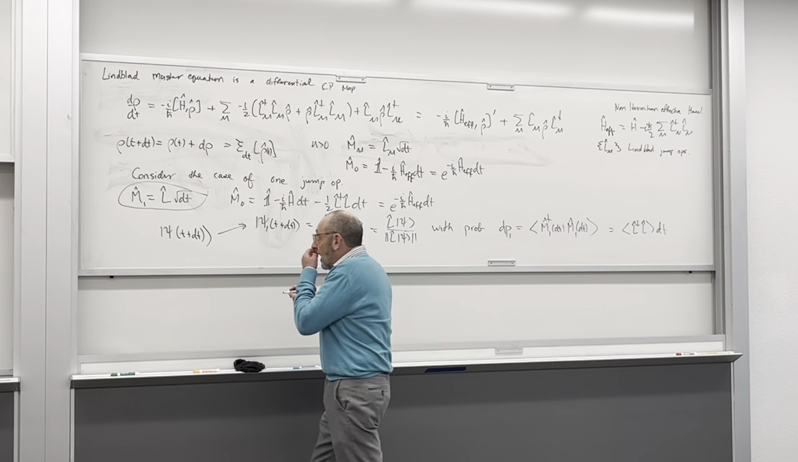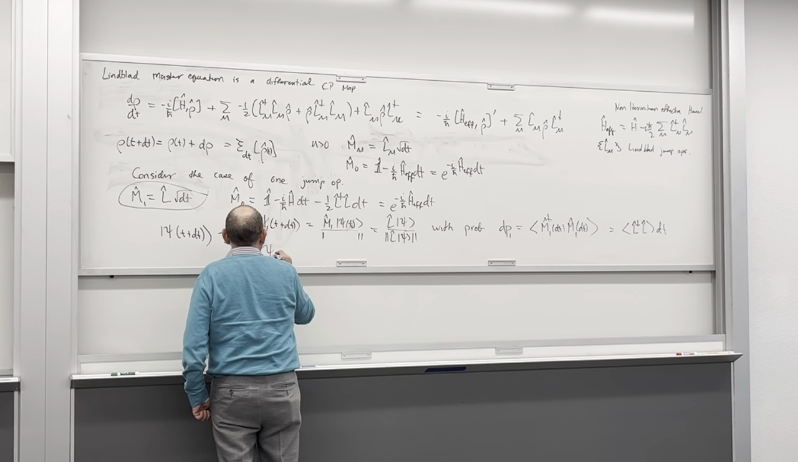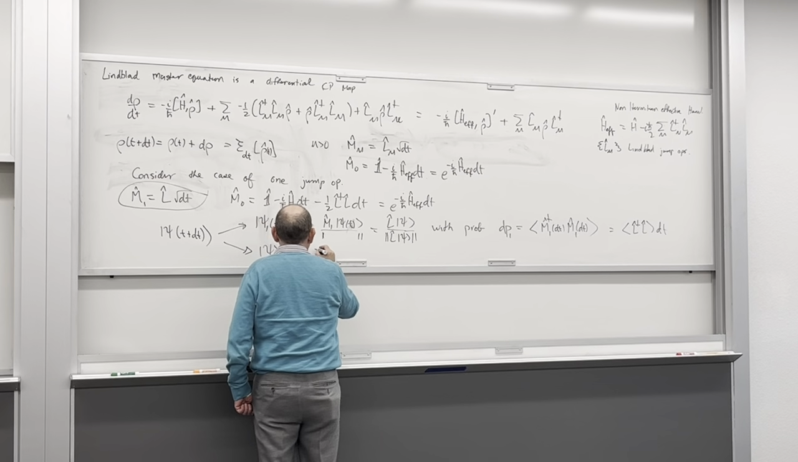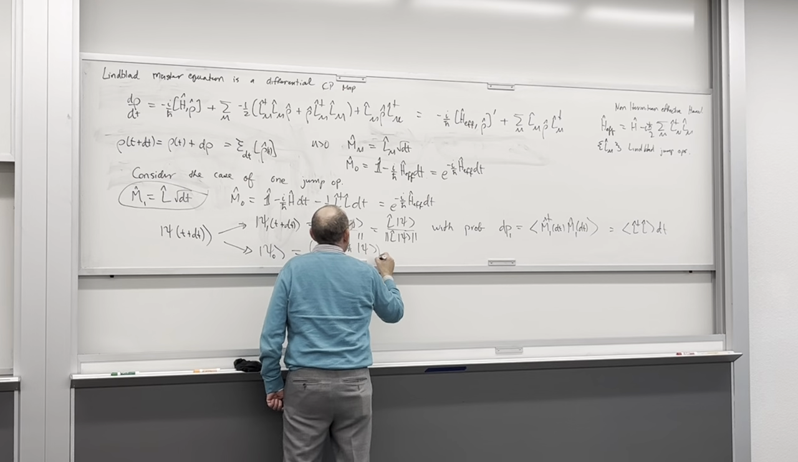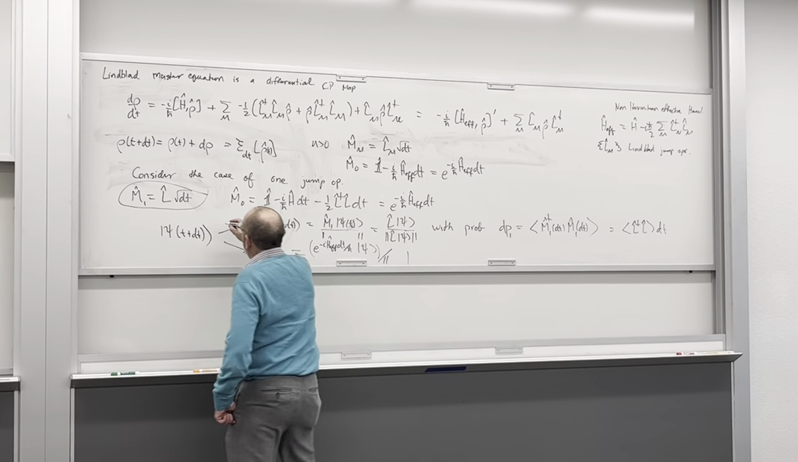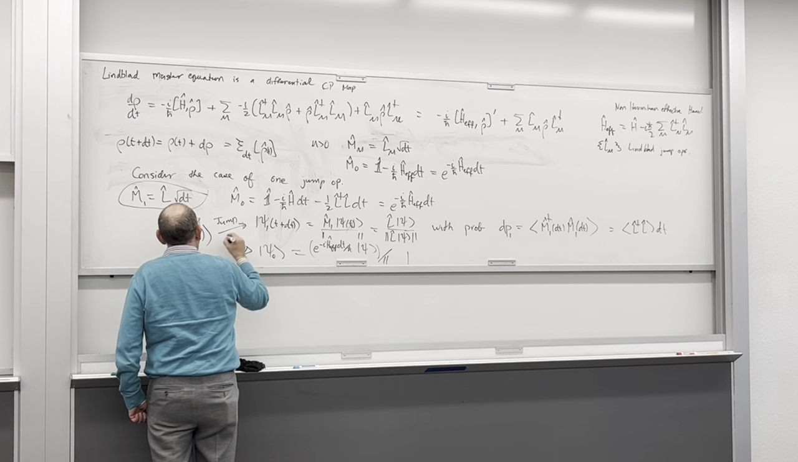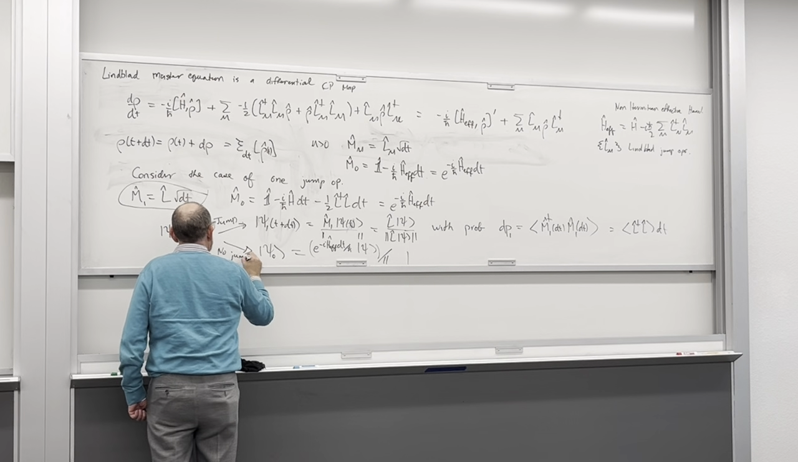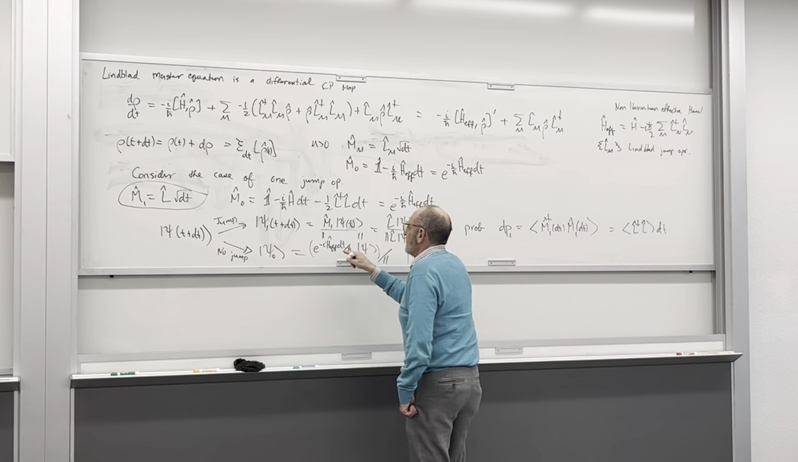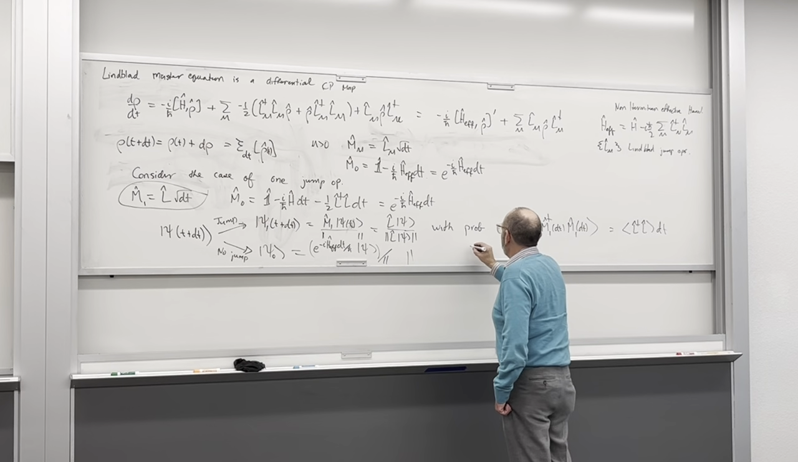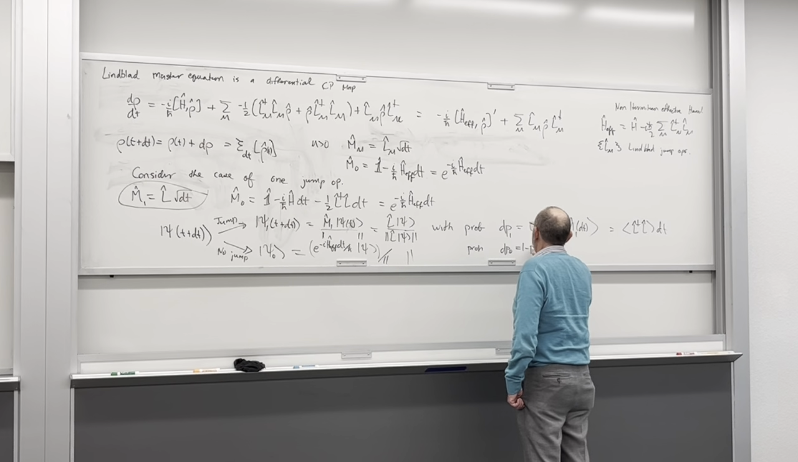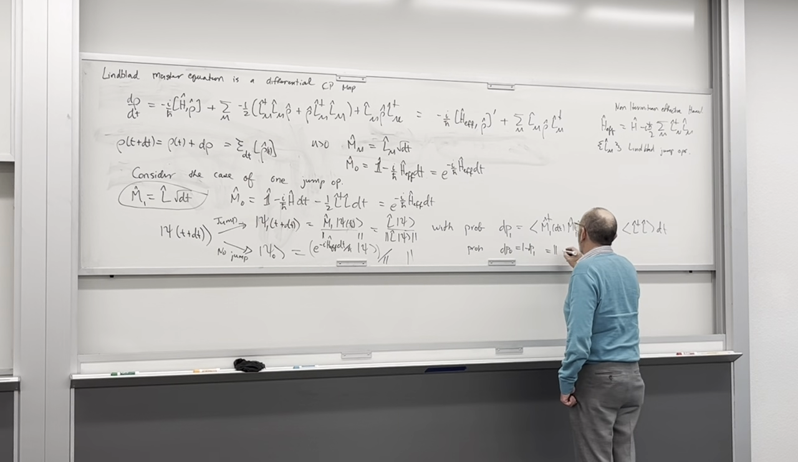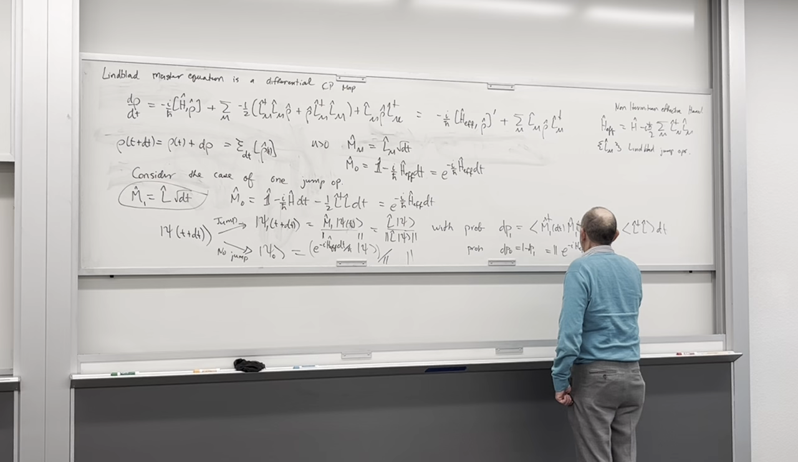Okay? Otherwise, it goes to psi zero, which is equal to e to the minus i, we apply the no jump evolution. So we either have a jump or no jump in this particular differential time interval. And that happens with probability dp0, which is of course 1 minus dp1, which is equivalent to the norm of the decaying wave function.